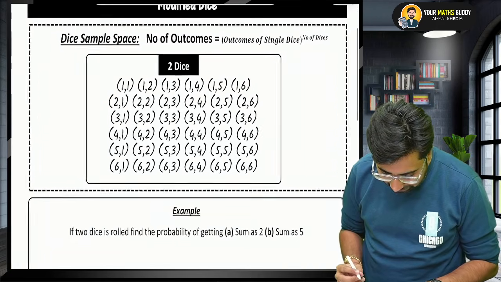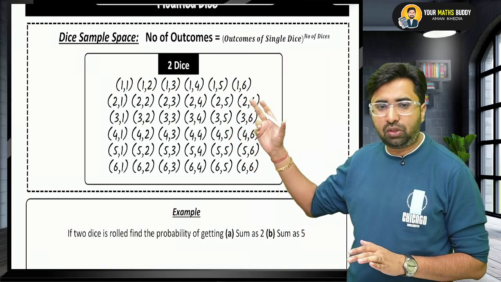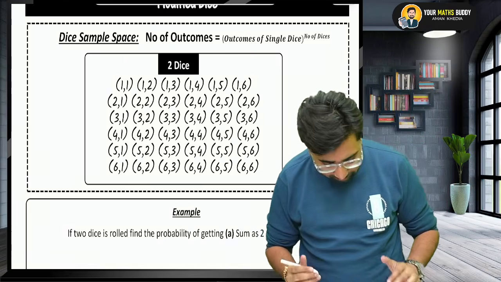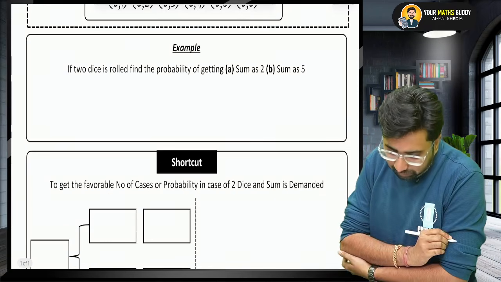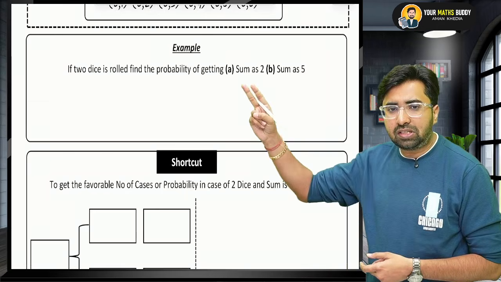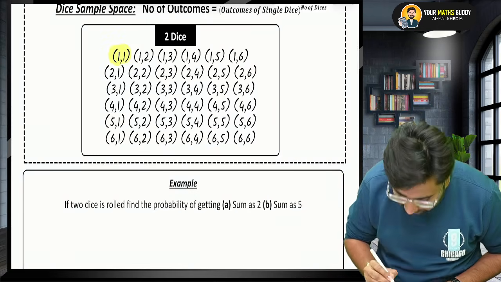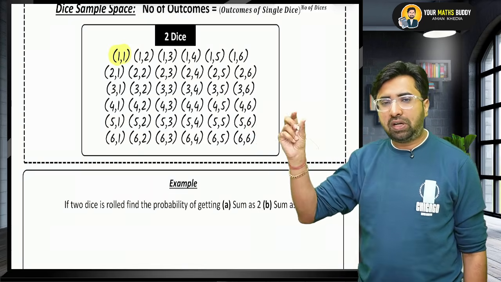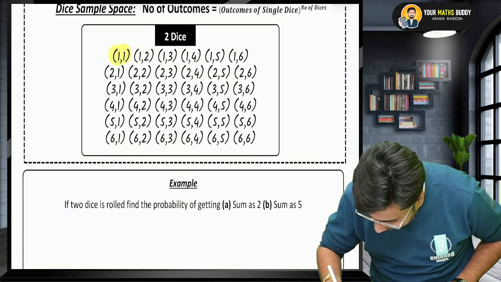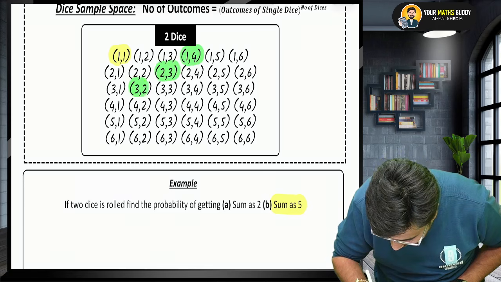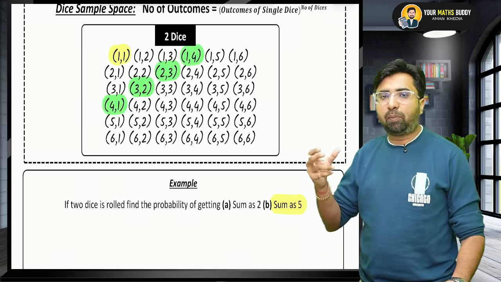Guys, in case of dice, this is a normal dice, 1 to 6, that we use in regular life. If I ask you, if two dice are rolled, what is the probability of getting sum as 2? Aman sir, how many times do we get the sum 2? Only one time. Favorable number of outcomes 1 divided by 36. How many times will you get sum as 5? Aman sir, sum 5 we get 1 2 3 4, so 4 upon 36.